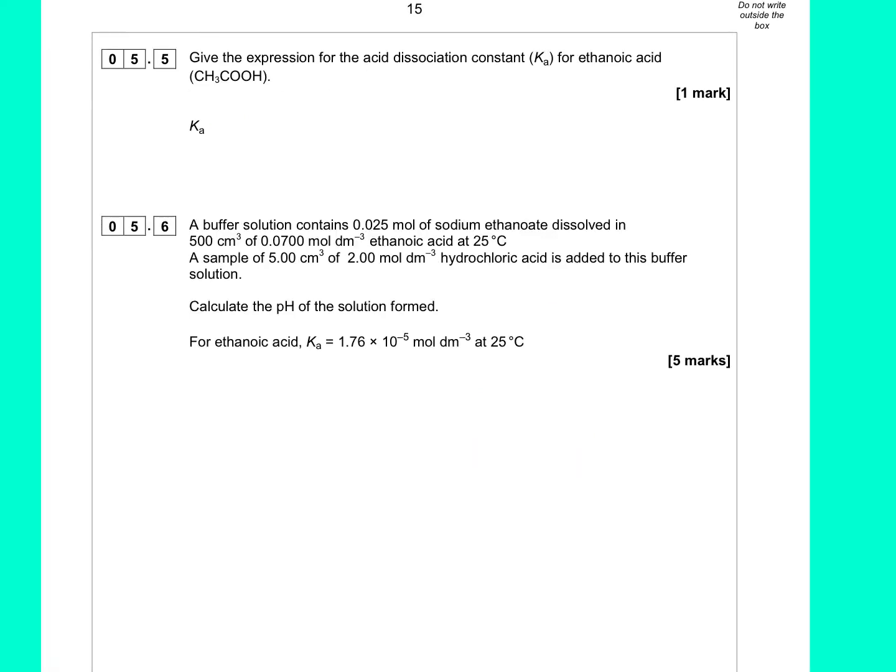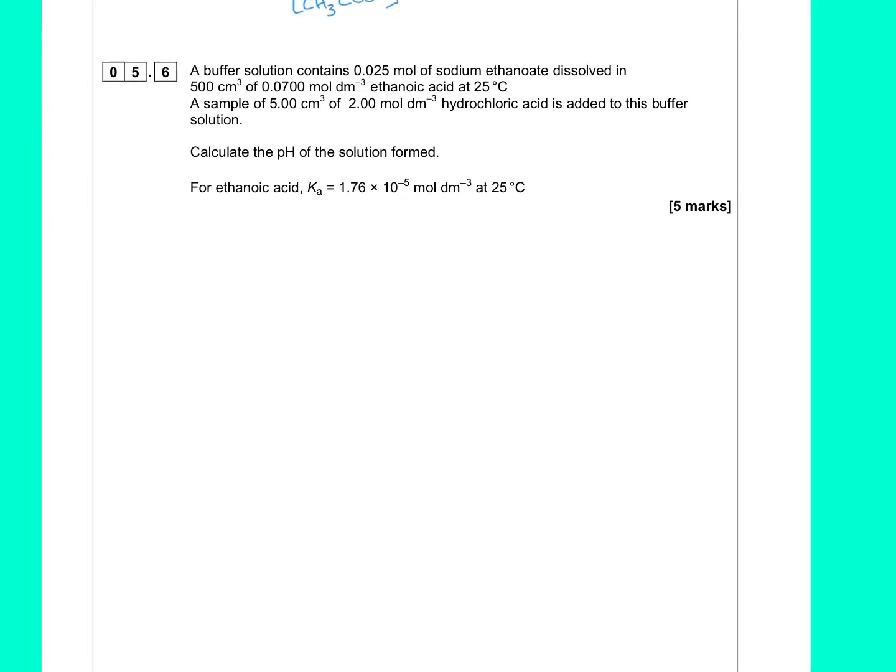So here we're asked for the Ka expression for an ethanoic acid. So normally you give H plus A minus over HA, but because they've told you they want it for a specific acid, you need to put in the CH3COOH in place of HA. So it's going to be H plus times CH3COO minus over CH3COOH. As always with equilibrium constants, it's products over reactants.